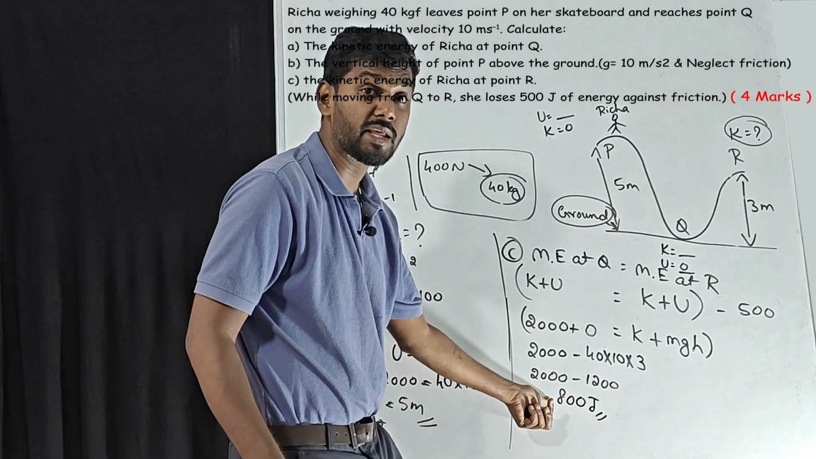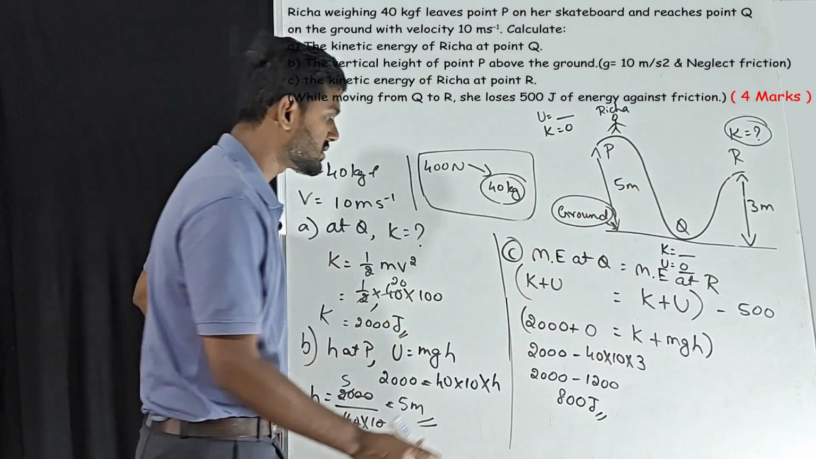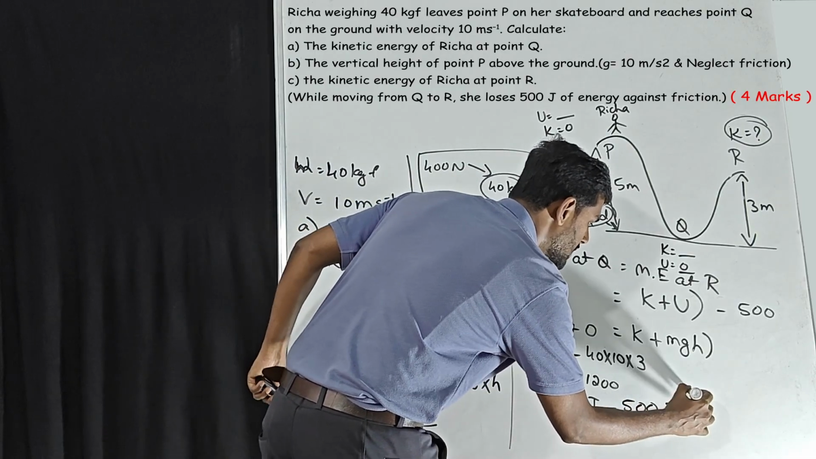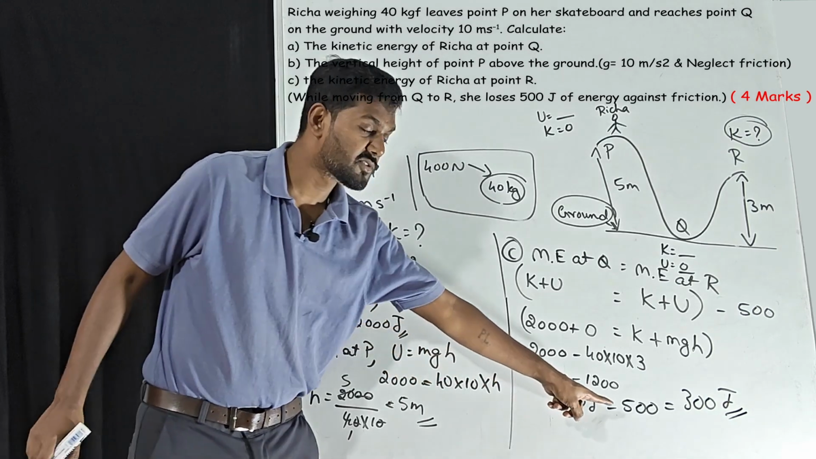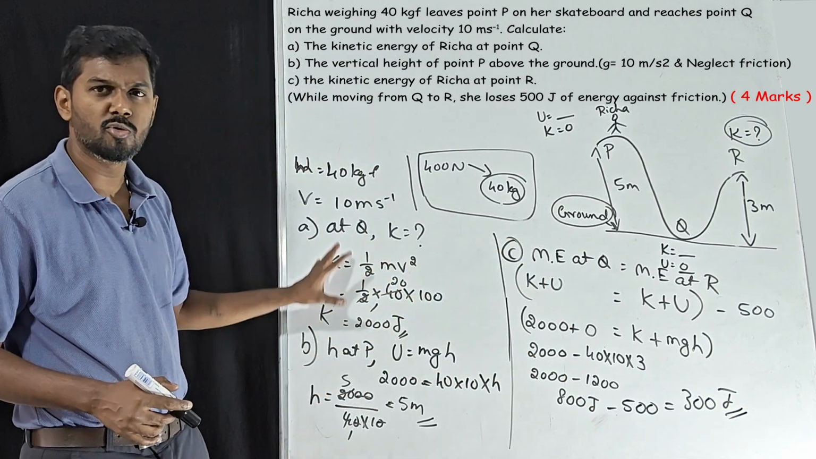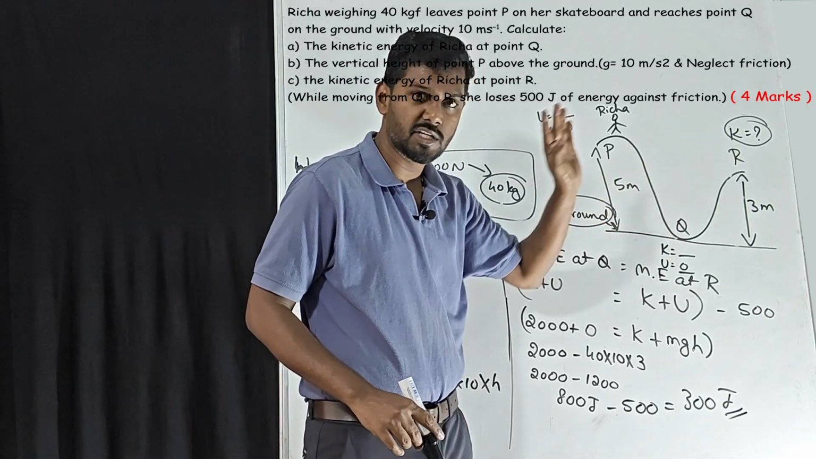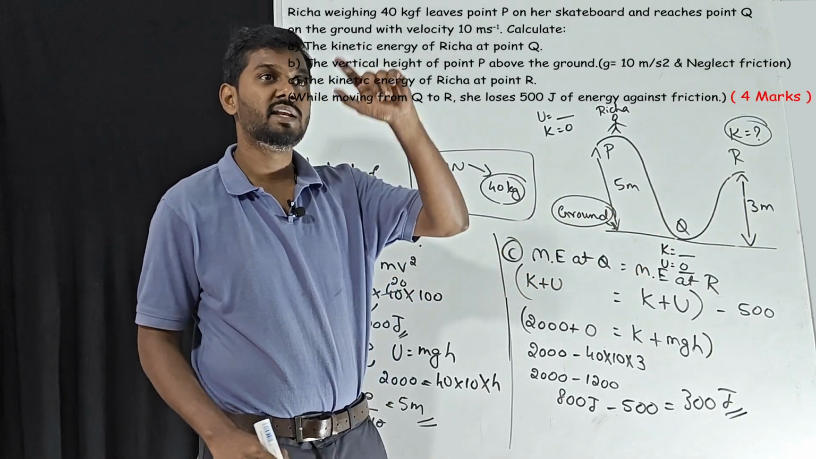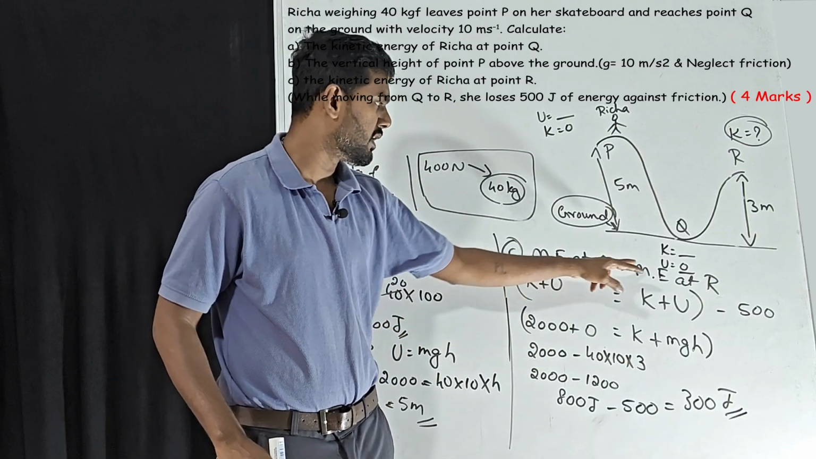So this is the kinetic energy at R, but 500 joules of energy is lost. So finally we have to subtract 500 from it, that is 300 joules. That's it. So if you miss this 500 at the end, that is completely wrong. These other two are almost simple, but at C you have to be very careful. So Q to R she is moving, and we know mechanical energy at Q will be equal to mechanical energy at R, and there is a 500 joules loss of energy because of friction, that we will do at the end. These are simple.